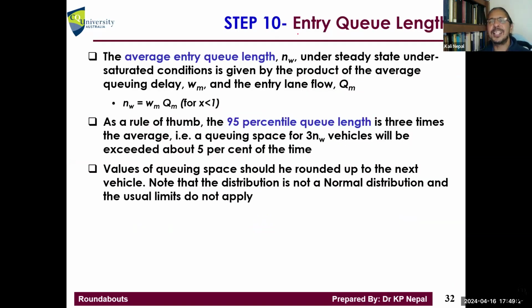So now the queue length is very easy. What you need to do is, you know the average queuing delay, you just multiply by entry flow, and then you can calculate the number of vehicles queuing up. If you want to be 95 percentile sure, the rule of thumb is 3 times the average. So you calculate the average from here, multiply by 3. If you get 1 there, then there will be 3 vehicles. I'm confident that the 95% queue length would be a maximum of 3 vehicles. That's what we will be doing.